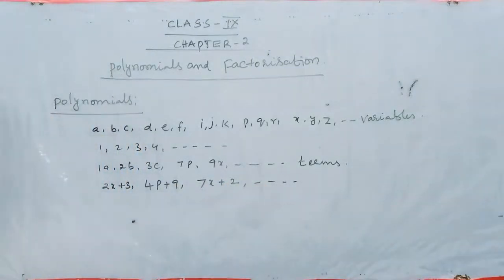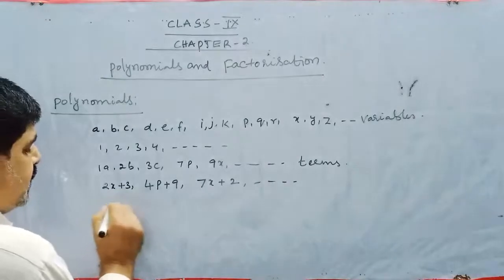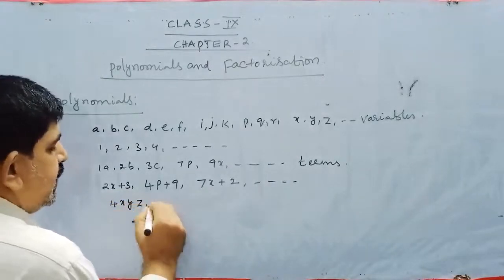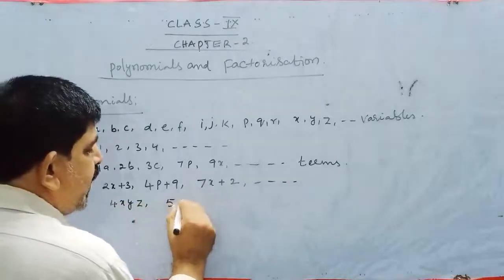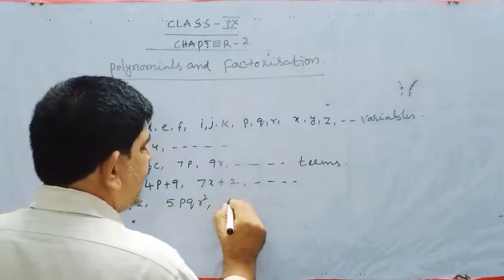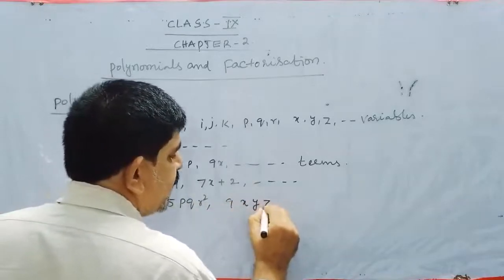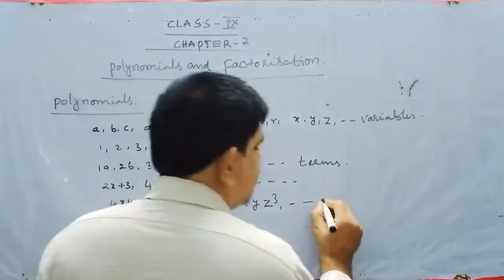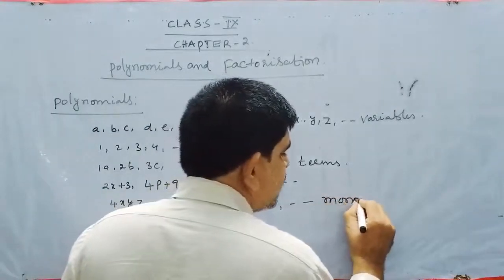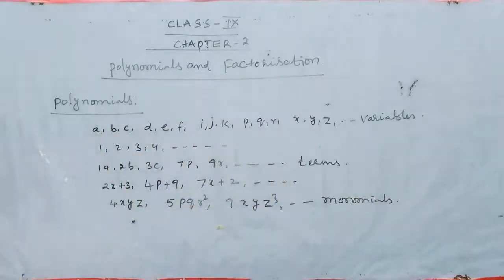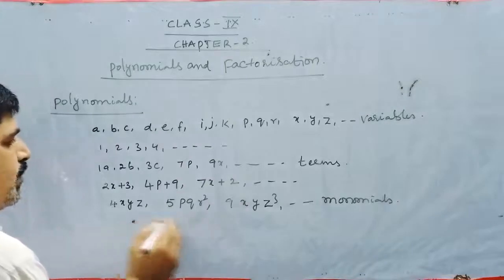Okay, suppose the terms 4xyz, 5pqr square, 9xyz cube and so on. These are all known as monomials. Okay, the terms which are having single terms are known as monomials.